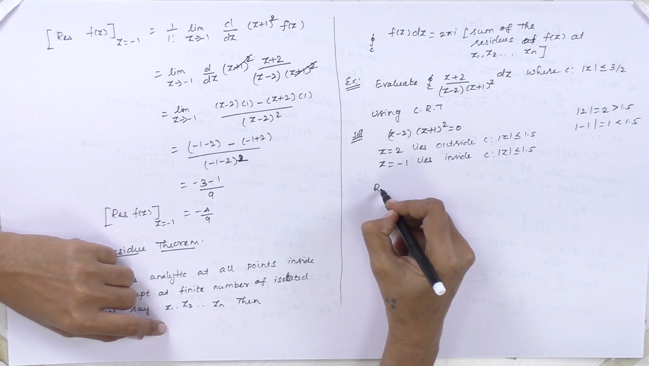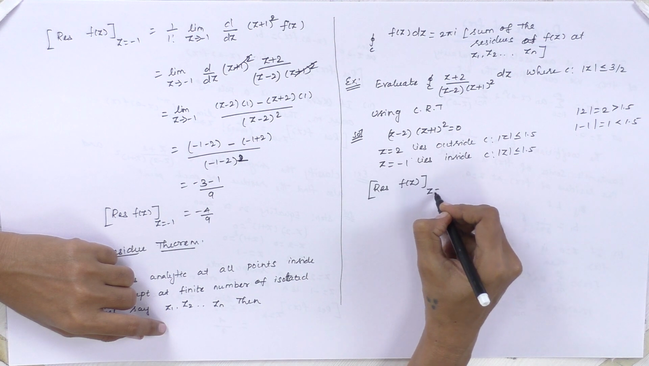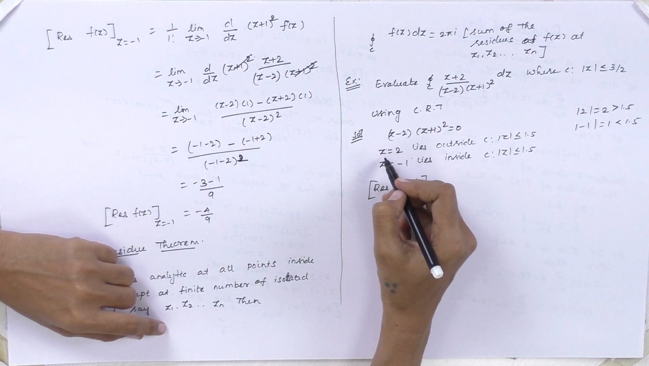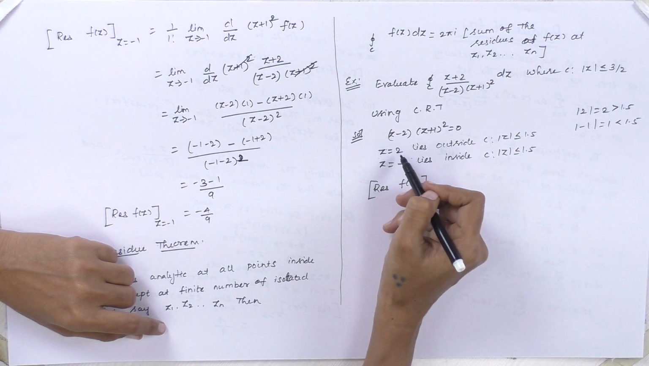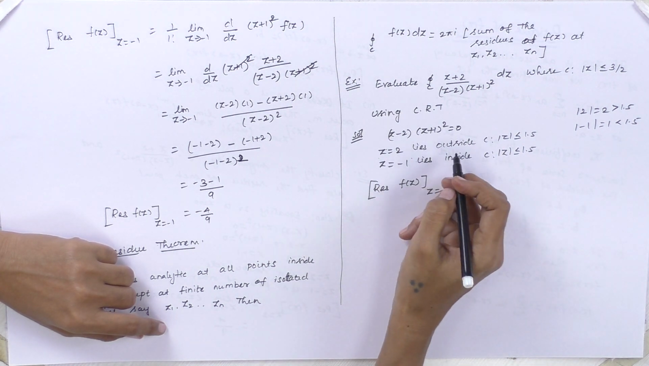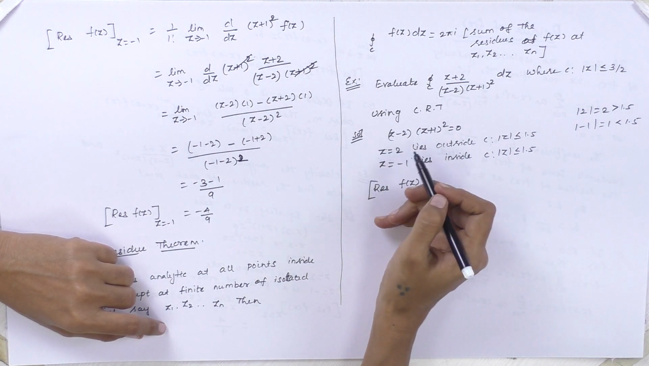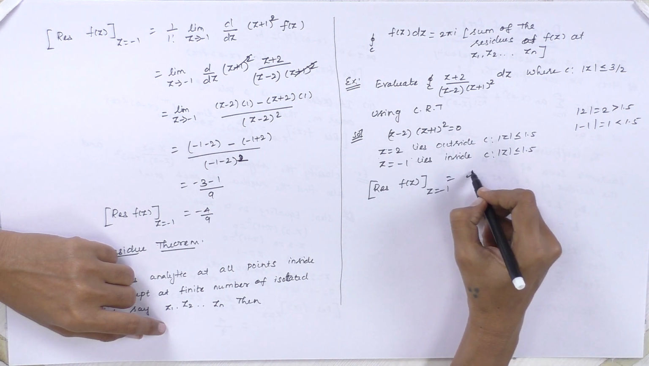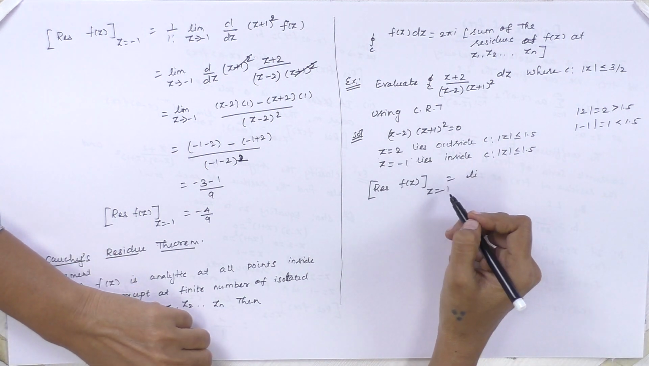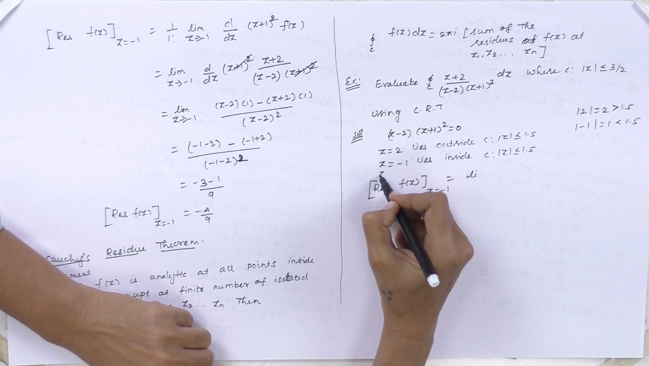So now we have to calculate the residue of f(z) at the point z = −1, but we need not find the residue of the function f(z) at the point z = 2, since it lies outside the circle. So z = −1 is the pole inside the circle.